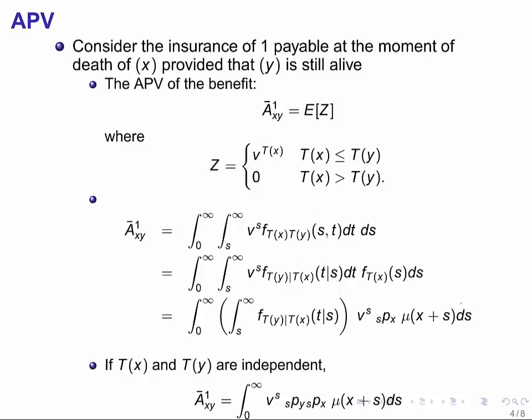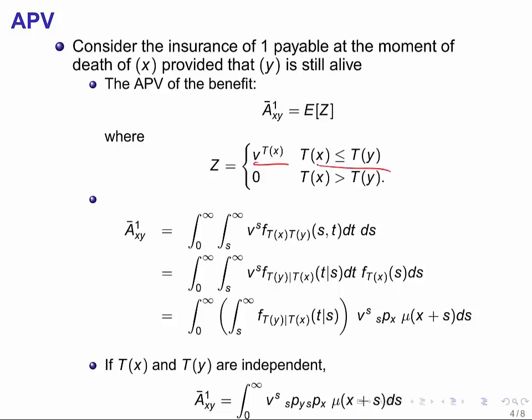Let's look at the expected present value of cash flows that's related to this probability. Consider a benefit of $1 payable at the moment of death of X, provided that Y is still alive. So if we want to write down the present value random variable, we can see that $1 is payable at time capital T_X. So the present value is v^{T_X}.